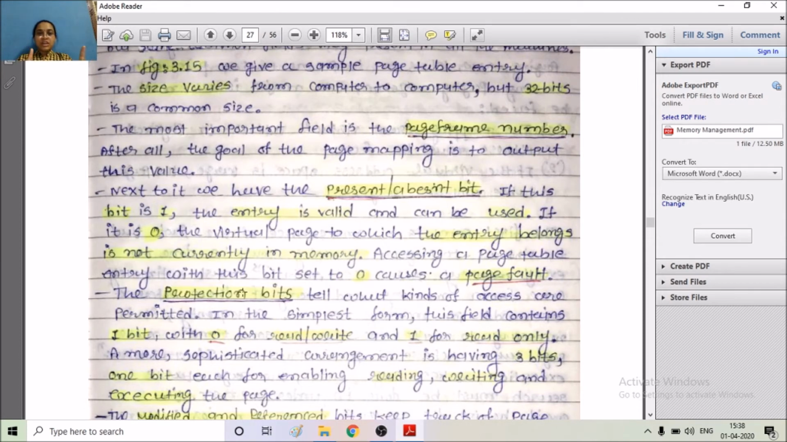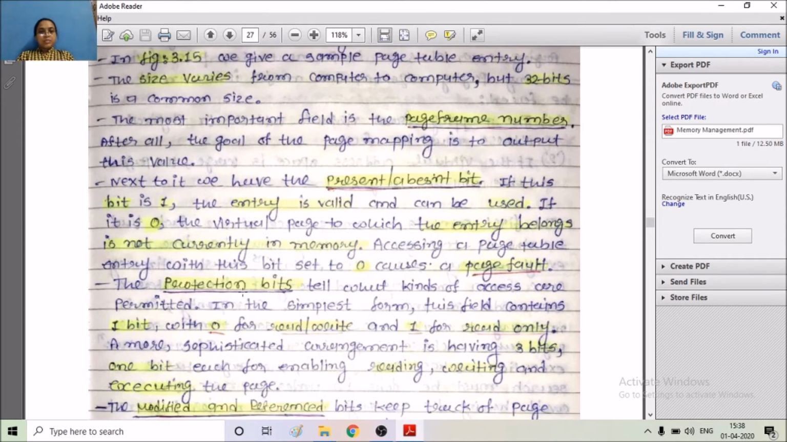If the bit is 1, it means the entry is valid, so our required page is in main memory. But if it is 0, then it indicates the current page is not in memory, so there is a page fault, so a call to the OS or trap to the OS, and further actions will be taken by the operating system, that is page replacement, by using any page replacement algorithm, which we'll discuss later on in detail.